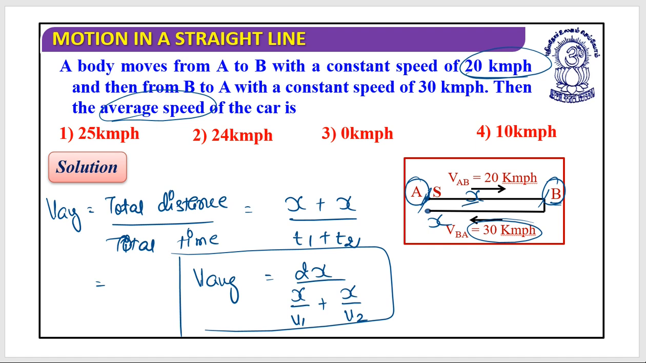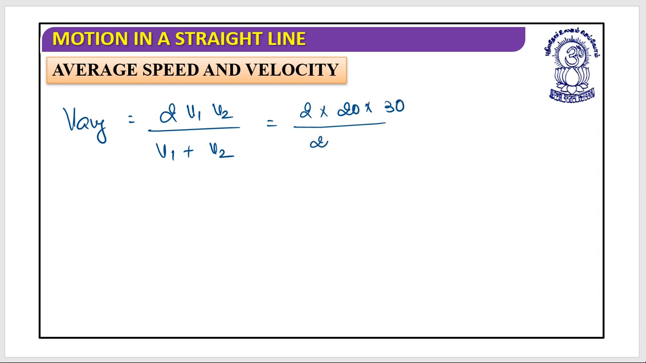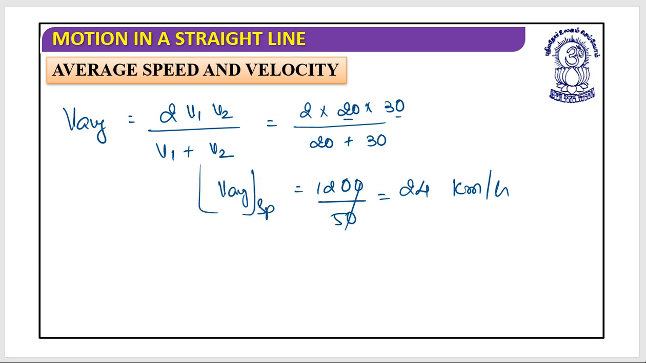So when distances are equal, you can write that v average is equal to 2v1v2 divided by v1 plus v2. Now this is 2 multiplied by 20 and 30, divided by 20 plus 30. So that is 2 3s are 6, 6 2s are 12, so this is 1200 divided by 50, this 0 gone, and 24 5s are 120. This is 24 kilometer per hour. This is the average speed of this journey.